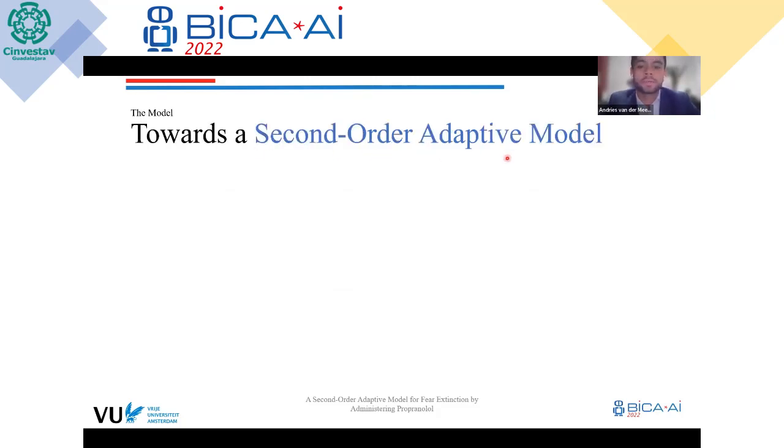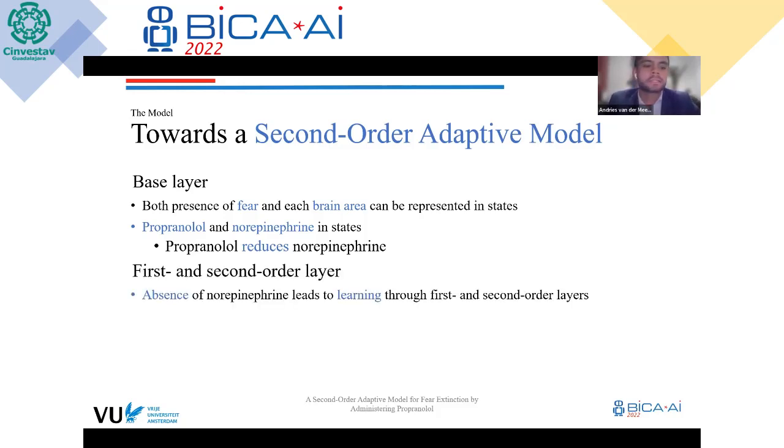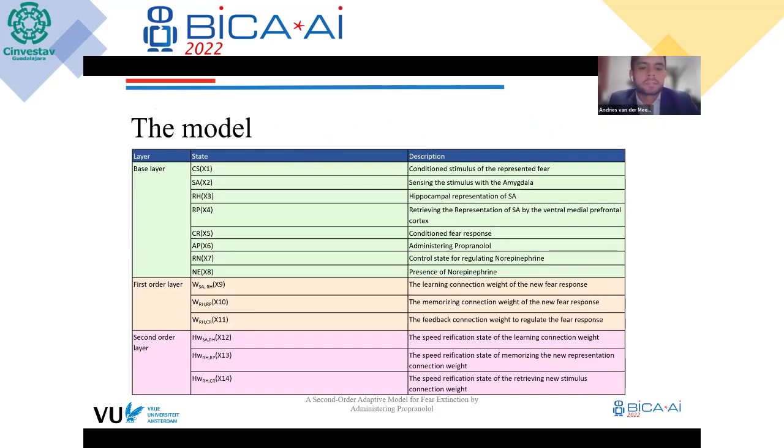So we created a second order adaptive model, which includes a base layer where we modeled the presence of fear in each brain area, and also the propranolol and norepinephrine, which will be represented in states in this model. And in this model, propranolol reduces norepinephrine. Now, the first and second order layers consist of a layer that facilitates learning, the first layer, and the second layer activates learning. So our model consists of a total of 14 states, and we will walk through them right now.